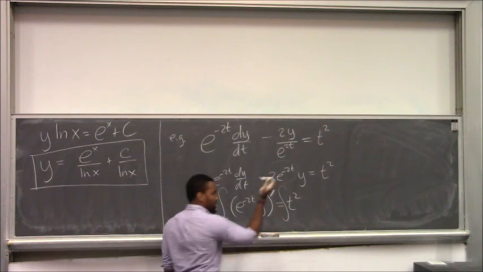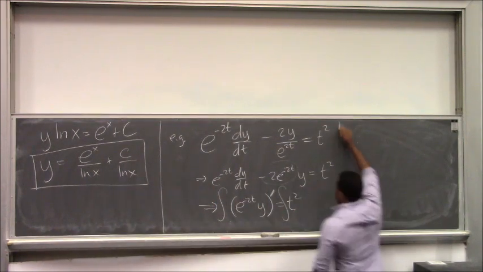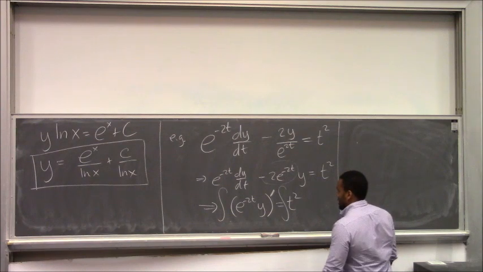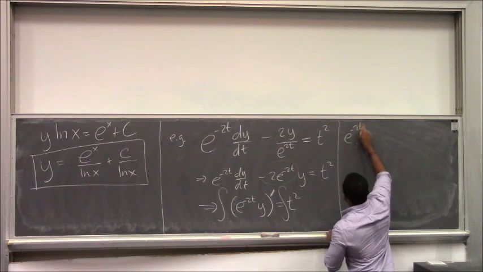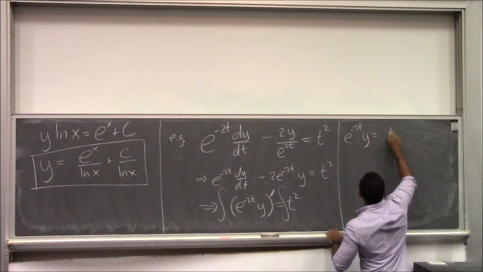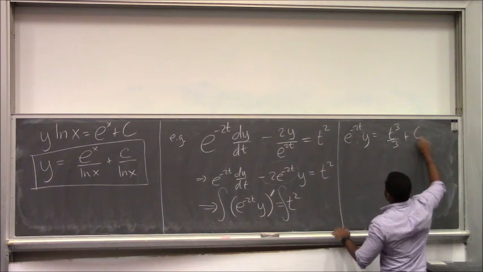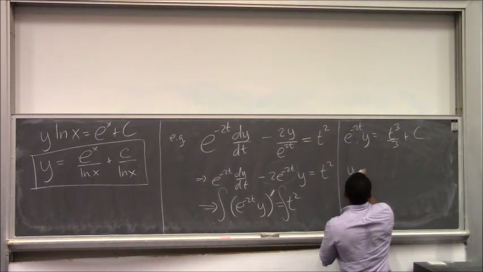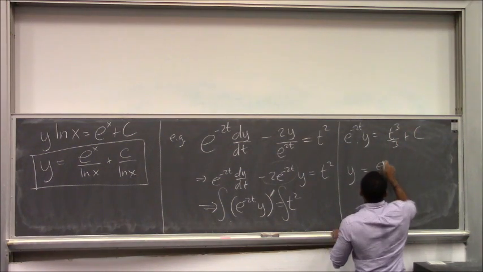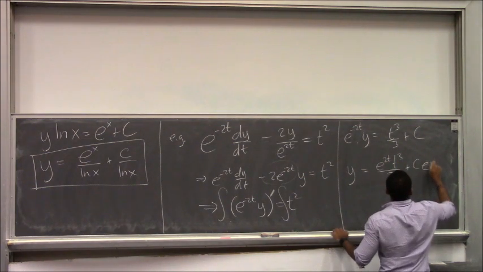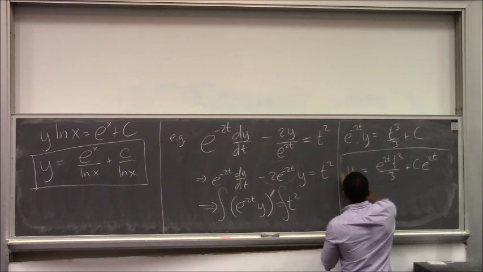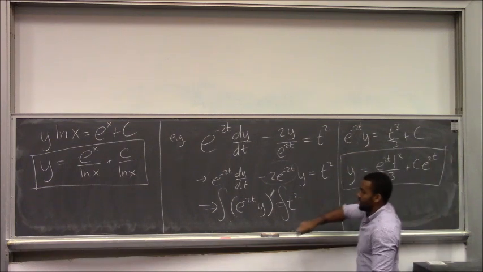Integrate both sides. This is just going to become e to the minus 2t times y. That's going to become t cubed over 3 plus a constant. And so my y is going to be e to the 2t times t cubed over 3 plus c e to the 2t. And that's the answer for this one.